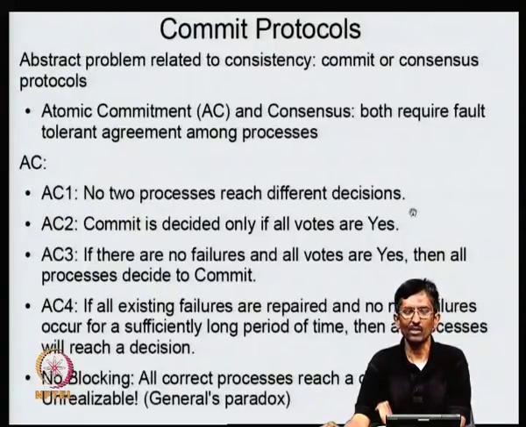So, the only thing that we are talking about at the best are what are called stop failures. That means that if they fail, they have accumulated some state which can be looked at when they come up again. Okay. That is all we are talking about. There is no Byzantine failures here, or what I call benign failures. Now, ideally I want this no blocking property, all correct processes reach a decision.